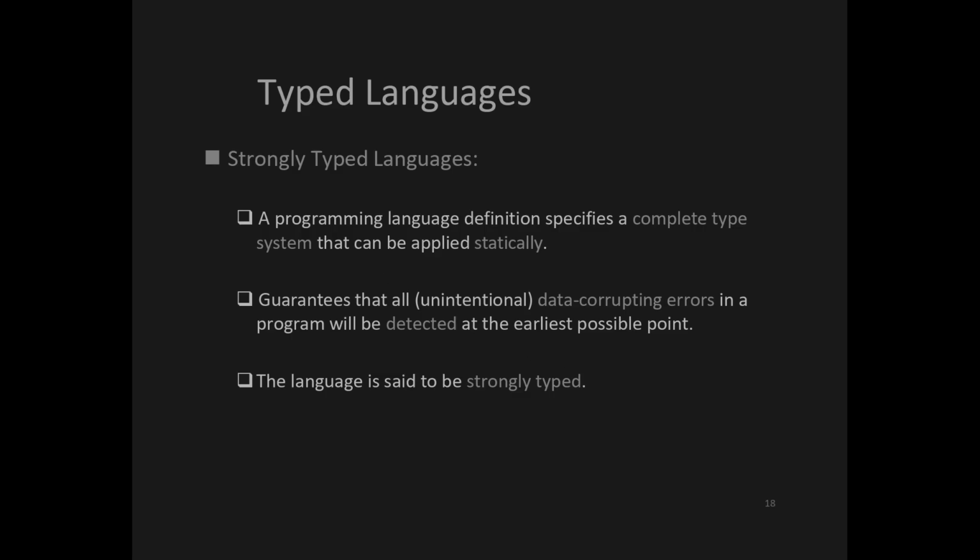Moving on, different types of typed languages. You have strongly typed languages, where the programming language definition specifies a complete type system that can be applied statically, and it guarantees that all unintentional data corrupting errors in a program will be detected at the earliest point. So any errors that would arise from you not handling the types properly can be detected very early with these strongly typed languages.